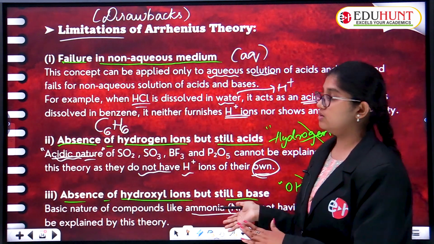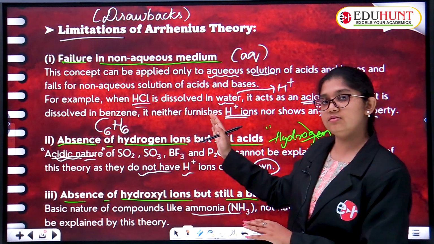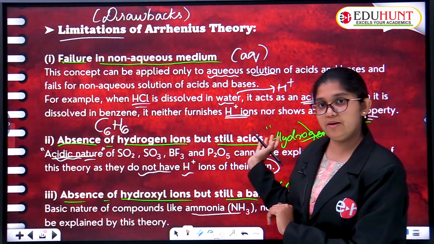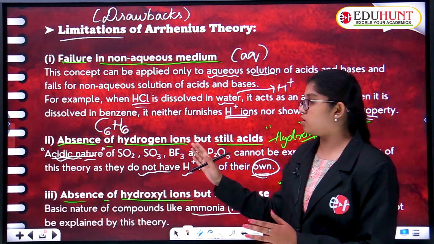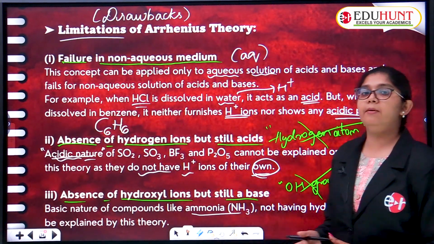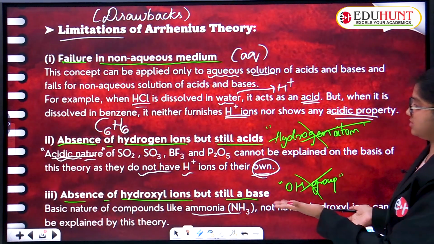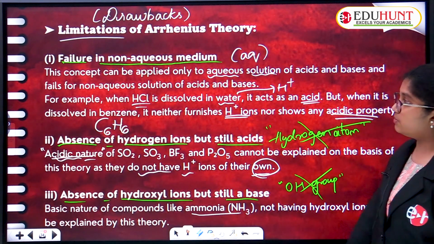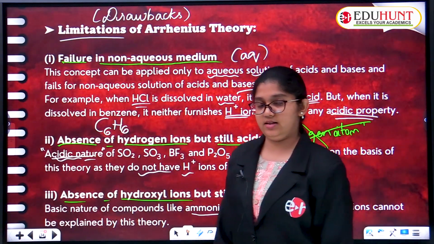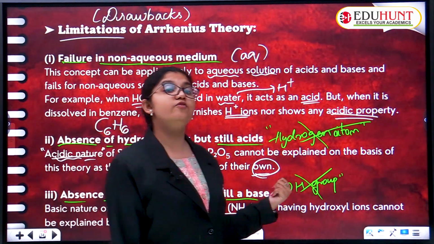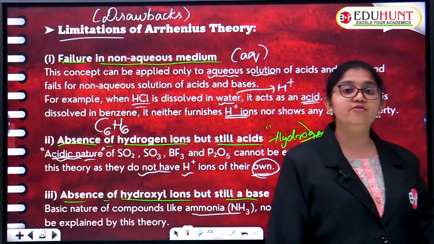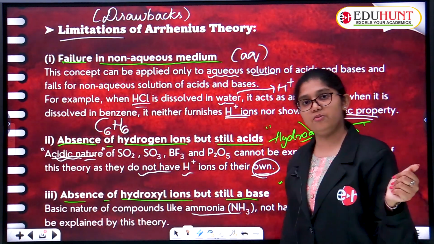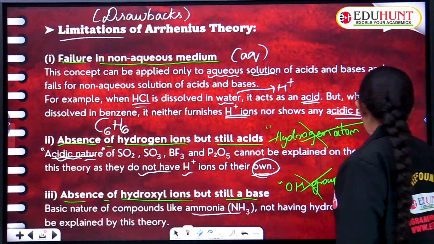And what are these 3? Once again, failure in non-aqueous medium; next, absence of hydrogen ions but still acids; next, absence of hydroxyl ions but still a base. So these 3 are the limitations regarding the Arrhenius theory. The next concept is all about modifications. There are some modifications regarding Arrhenius theory. We will see what the modifications are. Okay, here we go with the modifications.